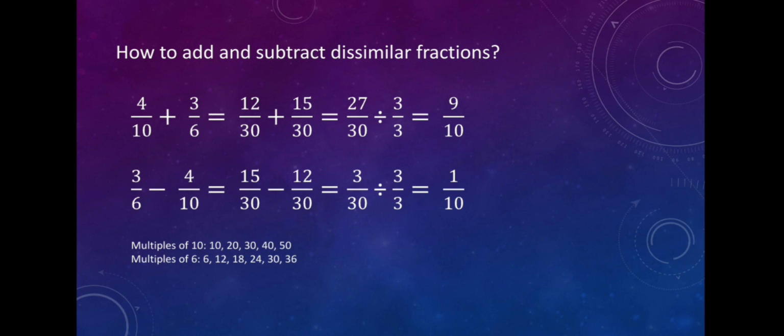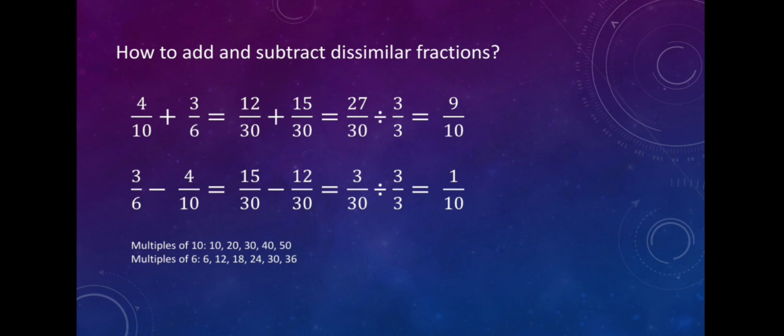So 30 divided by 10 is 3, times 4, that is 12. 12 over 30 plus 30 divided by 6, 5. 5 times 3, 15. So now we observe that they are similar fractions. So we must add the numerators together. 12 plus 15 is equal to 27. Then copy the denominator, that is 30.